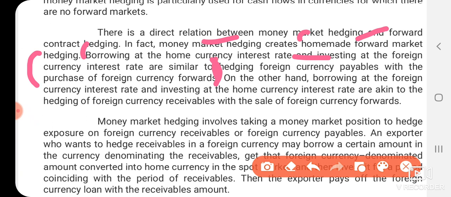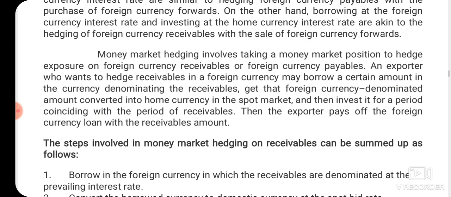On the other hand, borrowing at the foreign currency interest rate and investing at the home currency interest rate is akin to hedging foreign currency receivables with the sales of foreign currency forwards. It is opposite to the earlier case. Why? Because here it is sales of foreign currency forwards, before it was purchases.